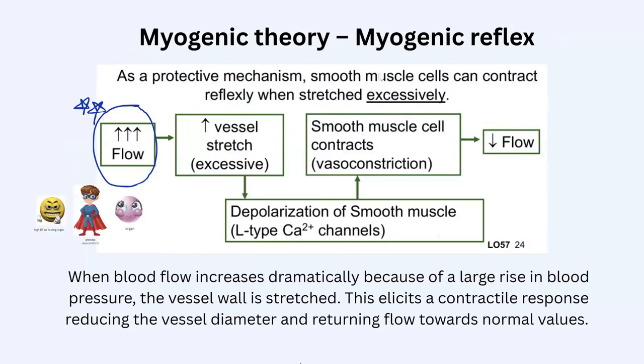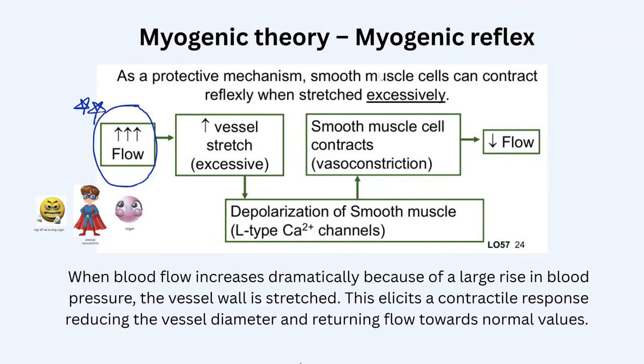So myogenic theory, also called the myogenic reflex, is a protective mechanism where smooth muscle cells are going to contract reflexively when stretched excessively. Okay, so suppose I am an organ. I sense a lot of blood flow coming towards me.